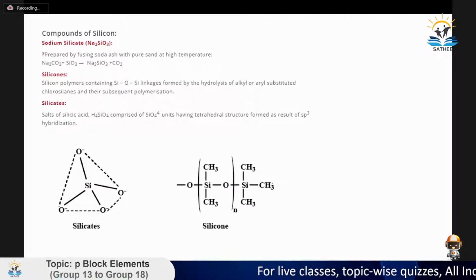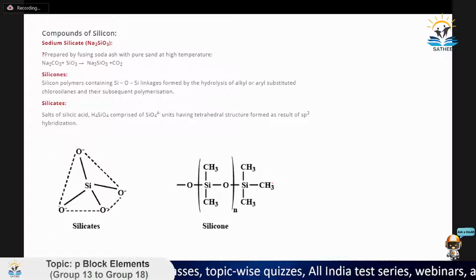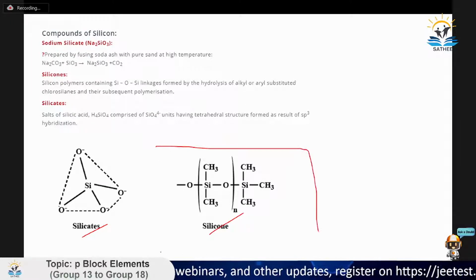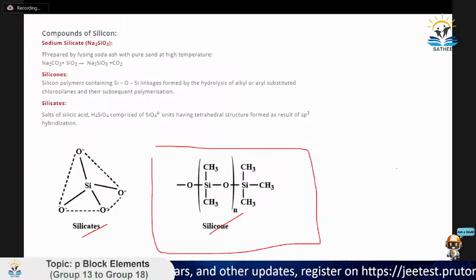Now let's talk about compounds of silicon. Silicon has primarily two important compounds. Mainly, in two different forms, you find oxides of silicon. The main ones are silicates and silicones. So silicate shows this 3D structure, and silicon is in this structure, the big chain kind of structure.